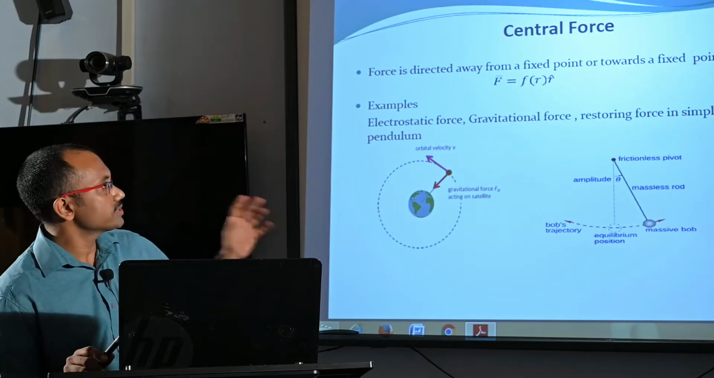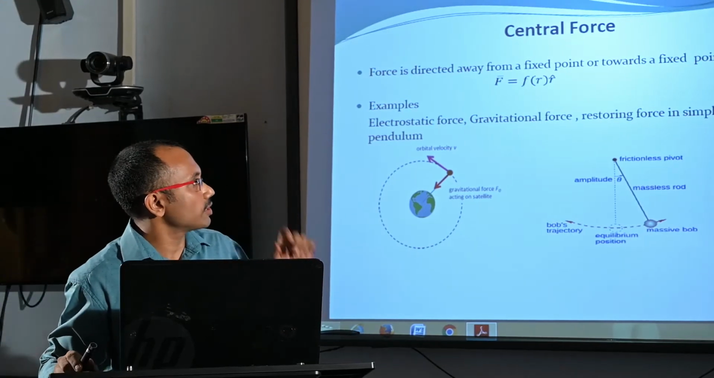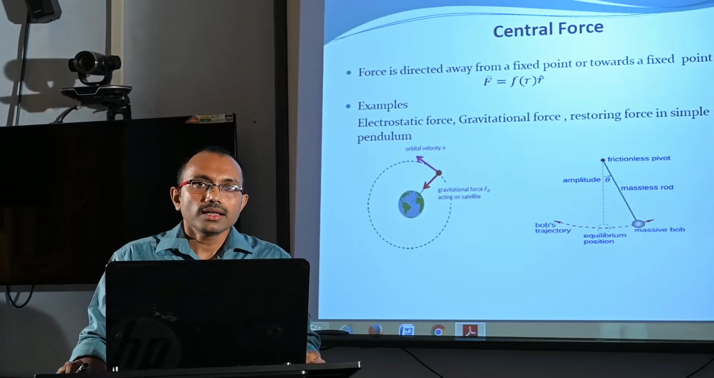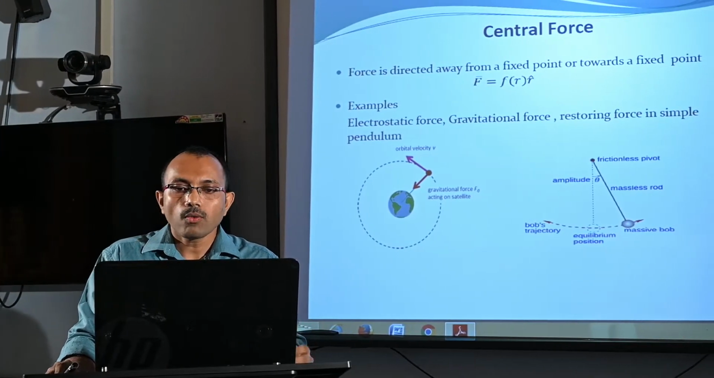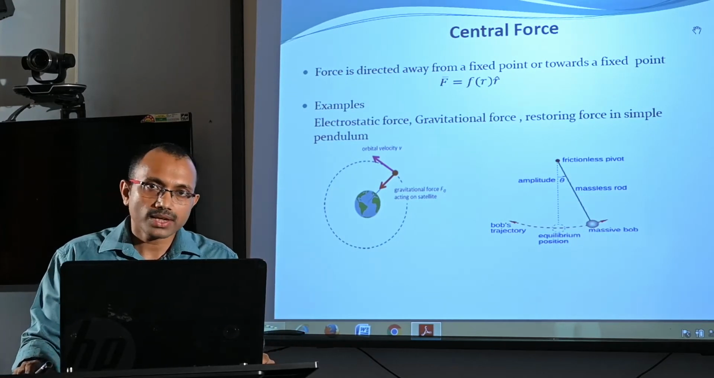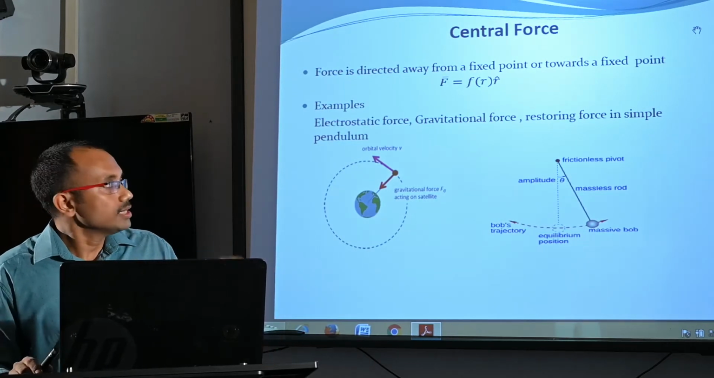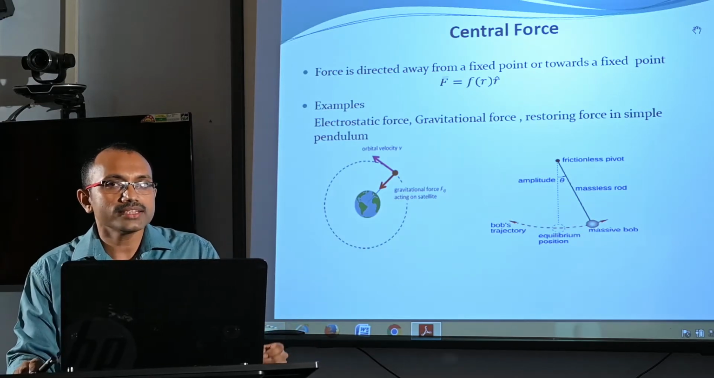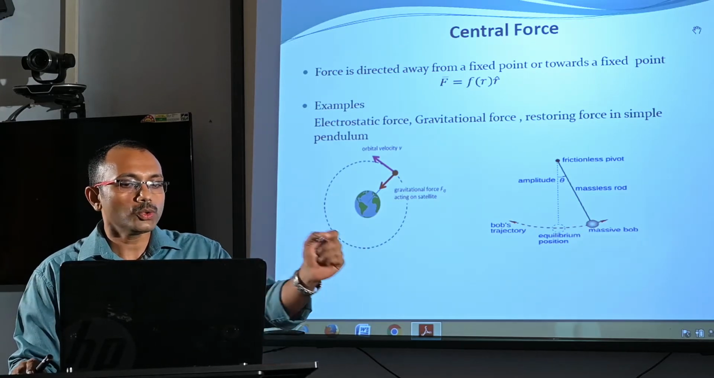Okay, next we can discuss the magnitude of this central force. In the case of gravitational force, the magnitude is proportional to 1 by r square, where r is the distance from the fixed point to that body. Similarly, in the case of simple harmonic motion, the force is directly proportional to r, where r is the distance from the fixed point to the body.